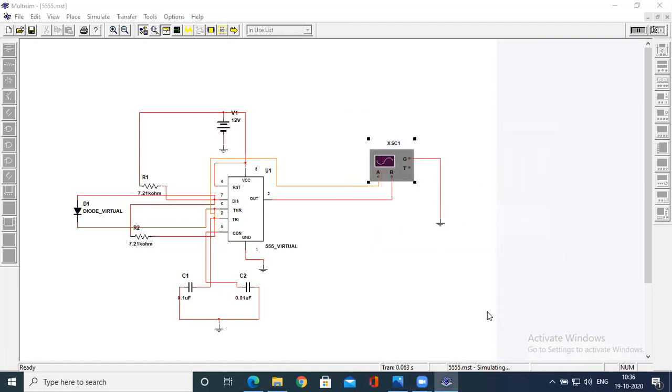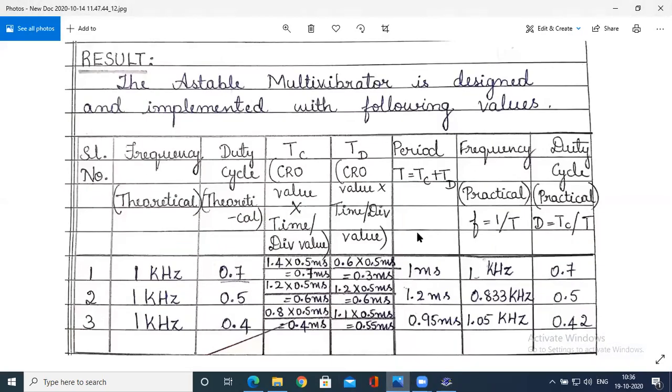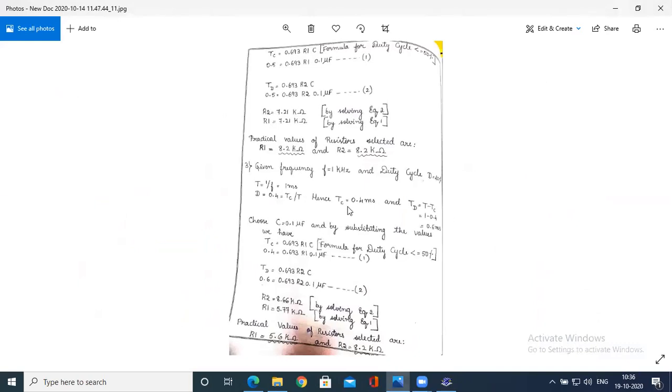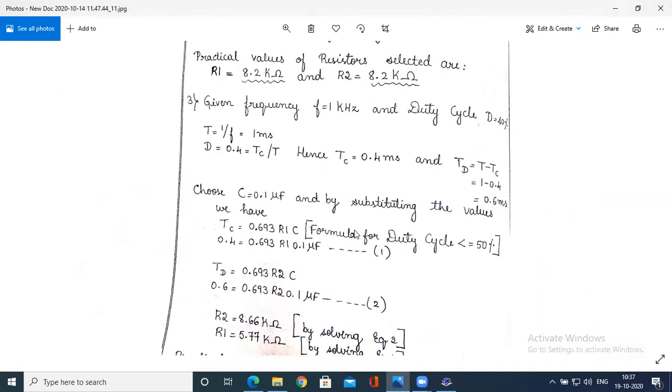Okay, so these are all the two things that you have to do. Again, for duty cycle less than 30, what you have to do is take 40%. If you want to see the calculations, you can see duty cycle equals 40%.